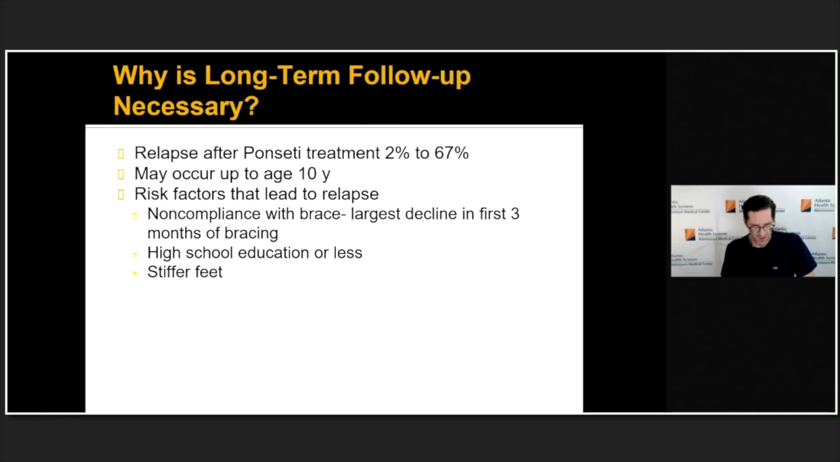The biggest risk factors that lead to relapse include noncompliance with the brace, as well as other factors that have been found, such as high school education or less, and stiffer feet, which tend to be the neuromuscular feet.